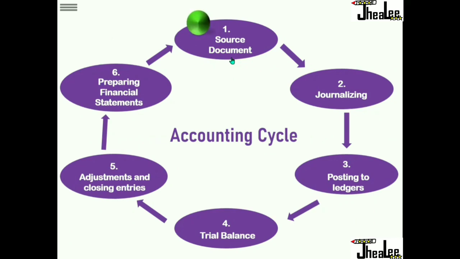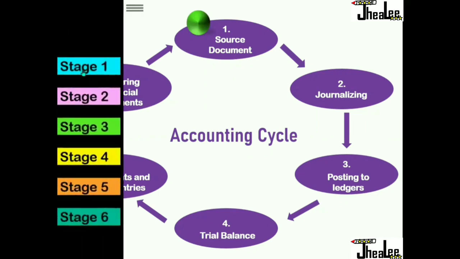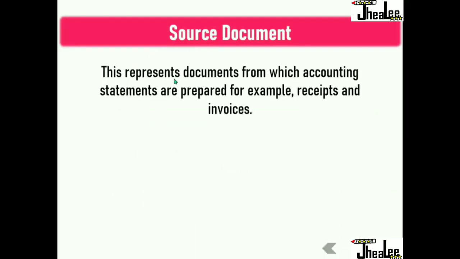We're now going to zero in and take a look at each stage of the accounting cycle by looking at stage 1 first, and that is source document. This represents documents from which accounting statements are prepared, for example, receipts and invoices. There are also credit notes, debit notes, etc.